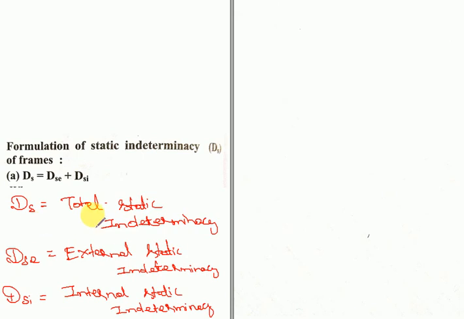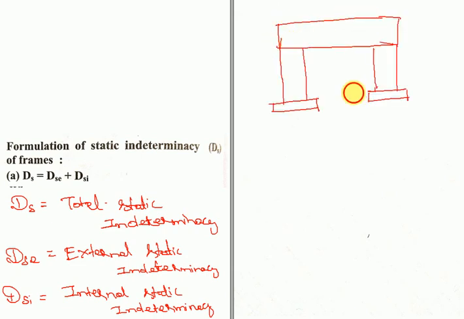Now, the basic formulation of static indeterminacy of frames. What is DS? DS is total static indeterminacy. DSE is external static indeterminacy. DSI is internal static indeterminacy. So what is the difference between these three things? I'll just draw one structure here. The external static indeterminacy, DSE, depends upon the support conditions.